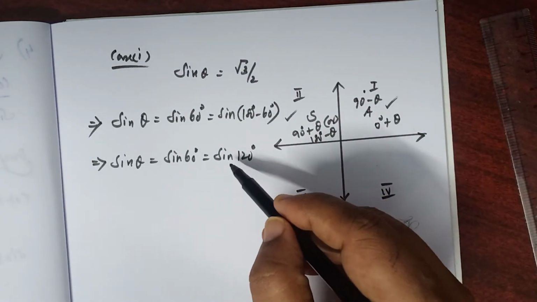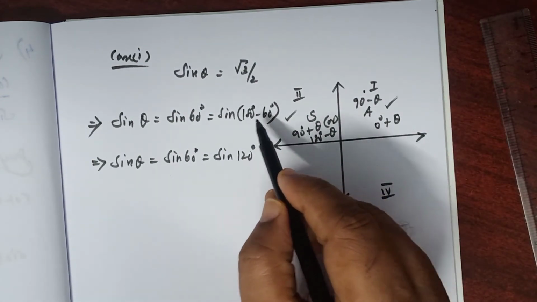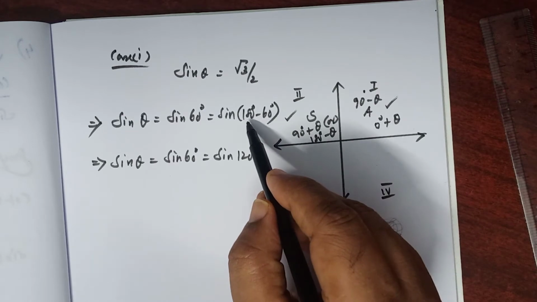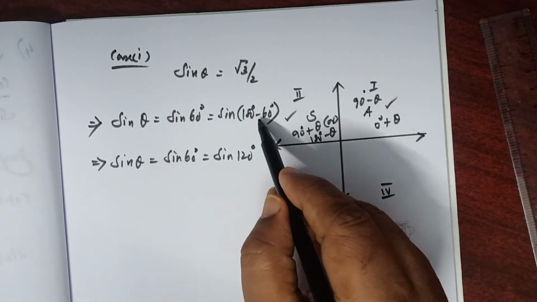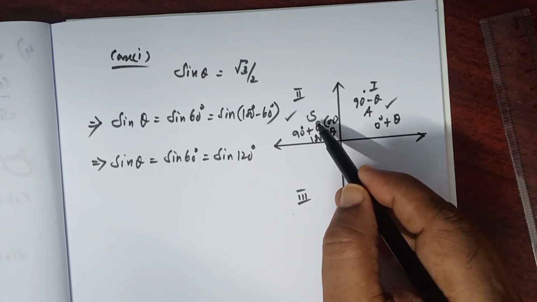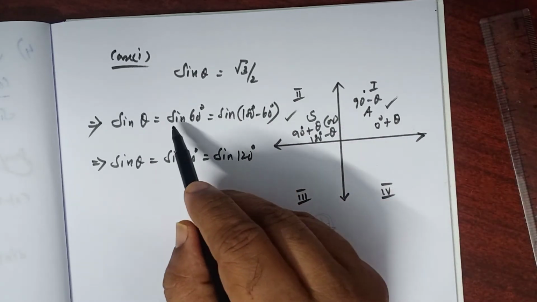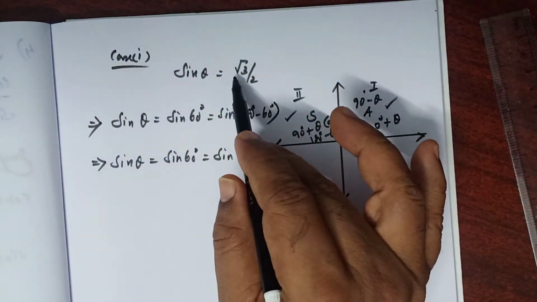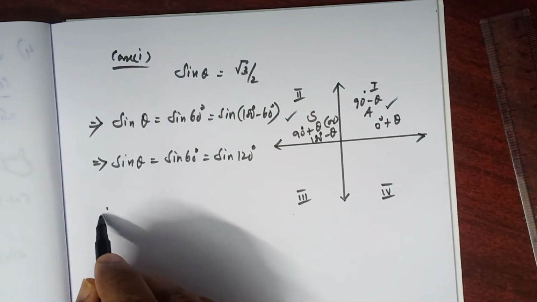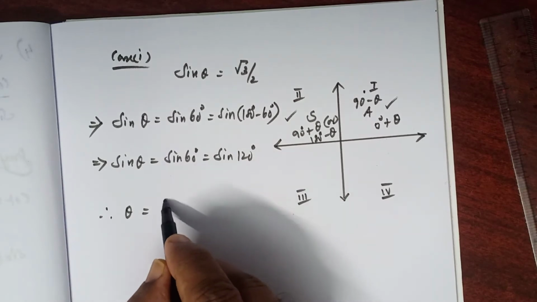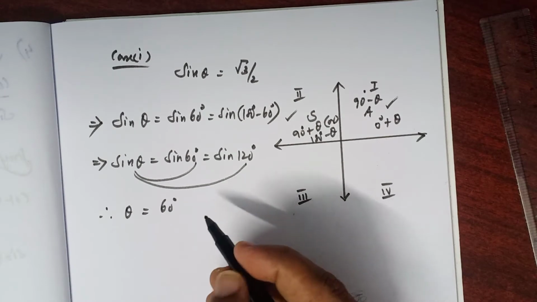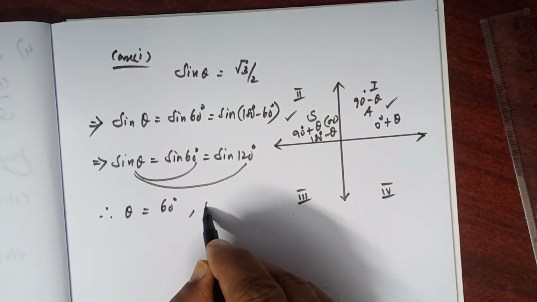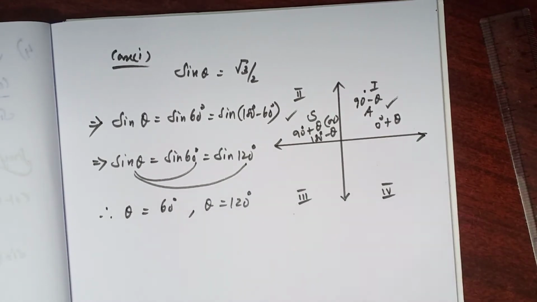I tell you the reason again. Sin 120 is equal to sin of 180 minus 60. For 180, sin remains sin, you know very well. What's the angle here? 60 degree. 180 minus 60 lies in the second quadrant, therefore sin is positive. So because you are getting the positive value here, theta is equal to 60 degree as well as theta is equal to 120 degree. This is case 1.